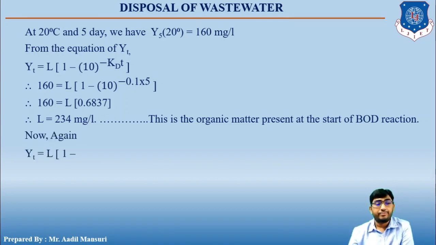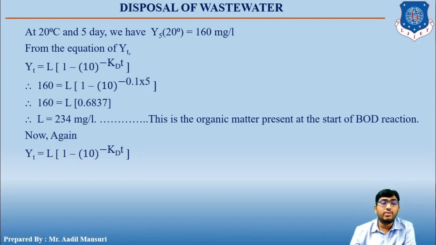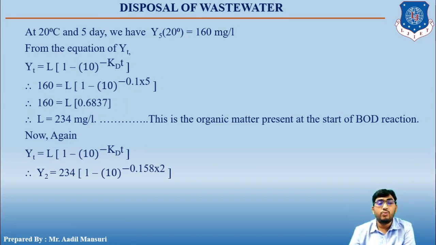Now again, Yt equals L into 1 minus 10 raised to minus KDt. We know the formula, right? Now we have already found L, that is the initial concentration, so we can find the BOD concentration at the required day. We require it at 2 days, that is after 2 days. So Y2 will be equal to L, in place of L I am putting 234, into 1 minus 10 raised to minus KDt, where if you are finding at 2 days at 30 degrees, then we need to take the constant KD at 30 degrees that we have found, that is 0.158 into 2. So this comes out to be 120.96 milligram per liter. So this is the numerical for finding out the BOD.